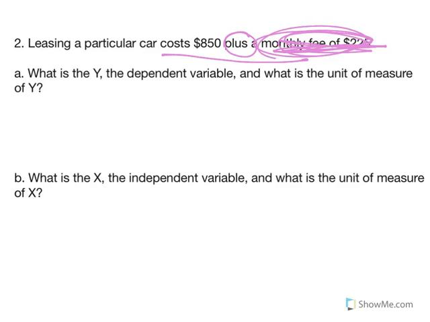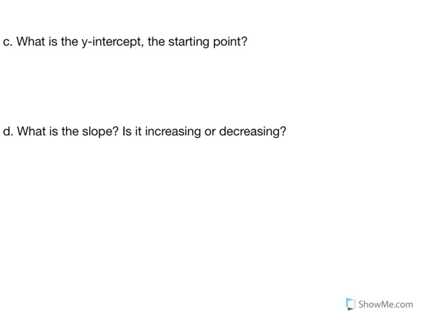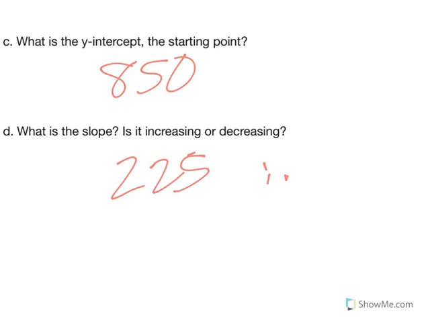Now, the monthly fee, that happens all the time. That right there, covered in color, that is your constant change. So the constant change is going to be your slope. And when you lease it, if it costs $850 initially, there's your y-intercept. So I kind of am jumping ahead. I'm going to come back and hit A and B, but I just found my y-intercept to be $850, and my slope is $225. And it's increasing.